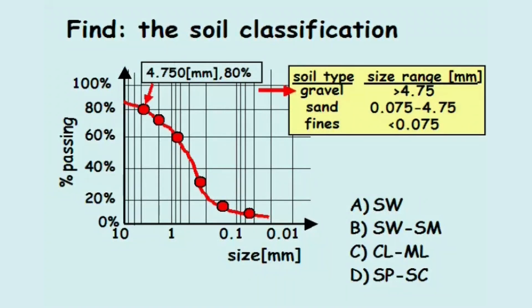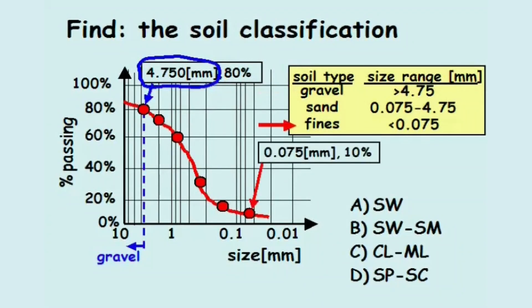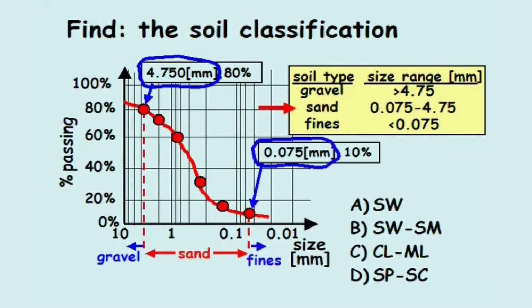Gravel is considered a coarse grain soil and refers to all particles larger than 4.75 millimeters in minimum diameter. Fines is the fine grain material, which consists of silt and clay, and refers to all soil smaller than 0.075 millimeters. Sand is a coarse grain soil and includes all particles smaller than gravel and larger than fines.